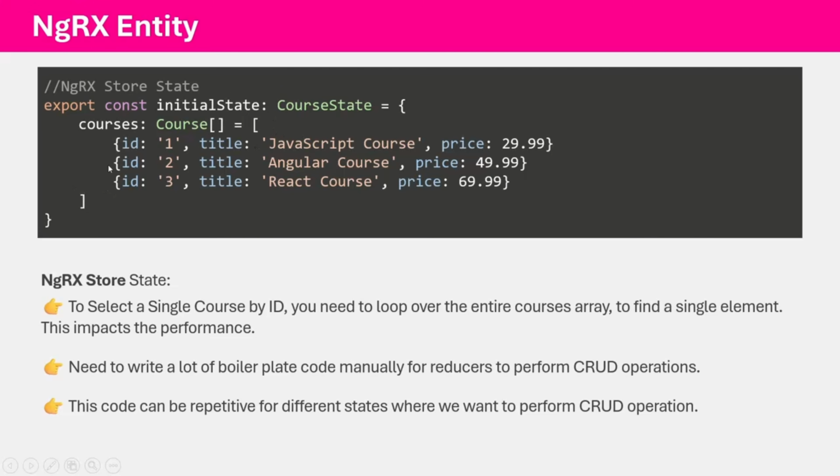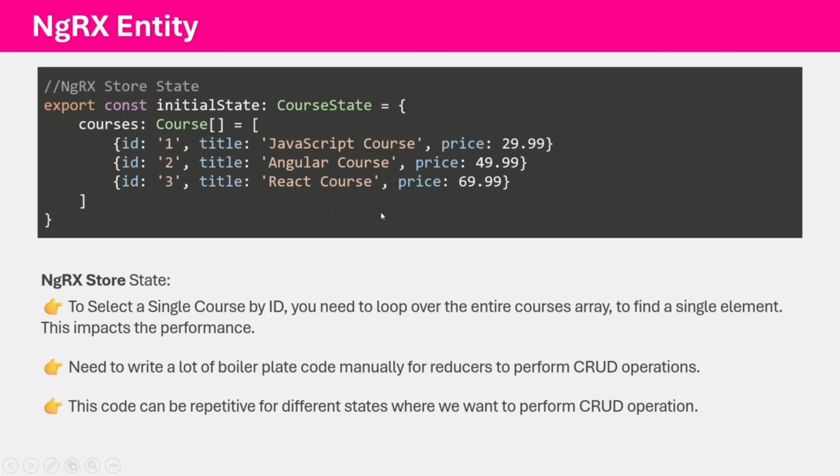Currently in this courses array, we have only 3 courses. But in a real world application, we can have thousands or tens of thousands of courses. So at that time, selecting a single course from an array can impact the performance of the application, because it will have to loop through each element of the array until it finds the course which we are looking for.